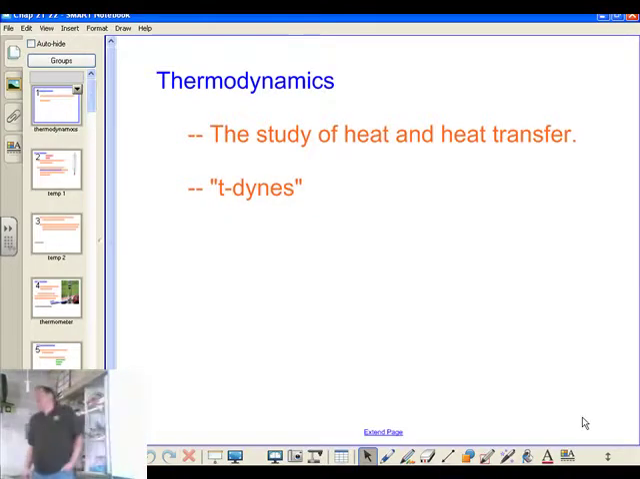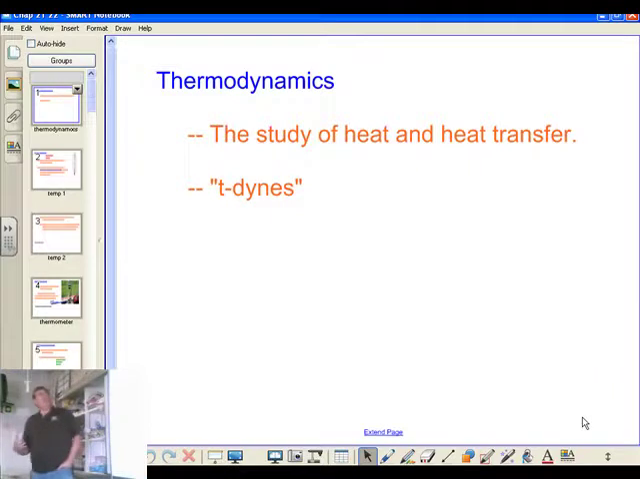Study of heat and heat transfer. In fact, if you major in engineering, you'll probably do an entire semester course just on thermodynamics. The idea is to look at engines, how engines work, and heat engines and things like that. It really relates to chapter 24, but we need the material in 21, 22, and 23 to understand what's going on in 24.